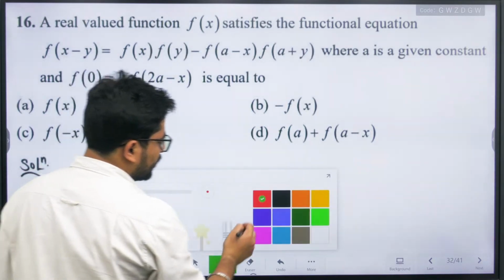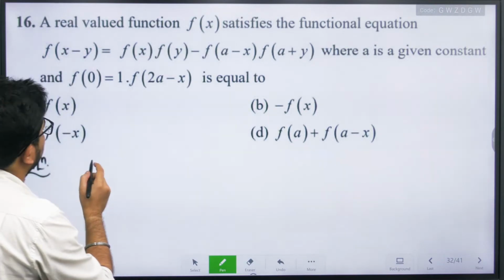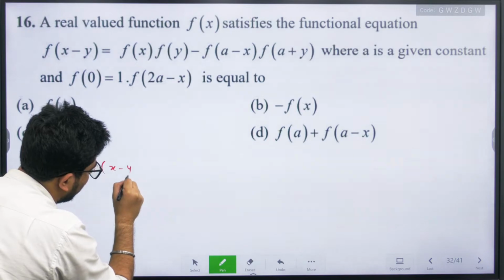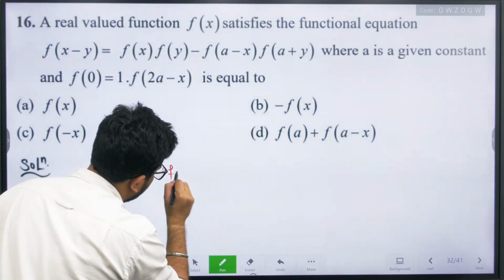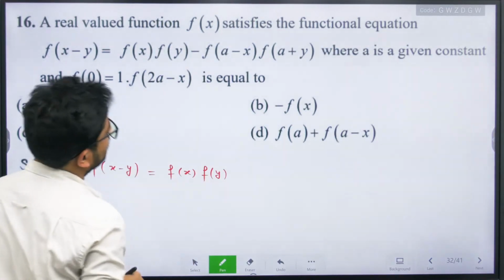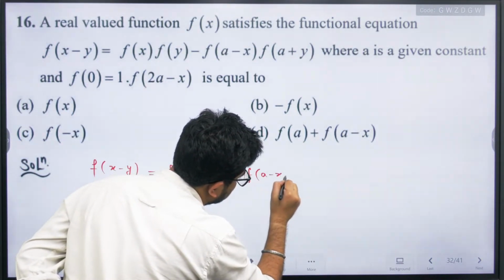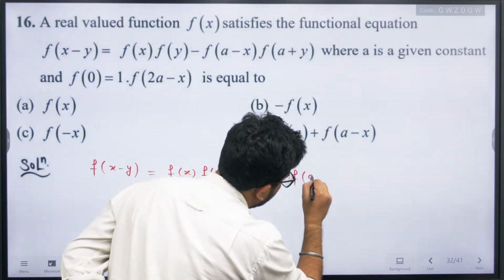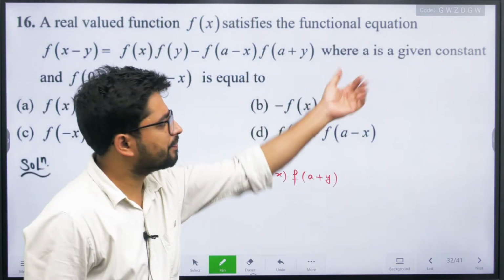Okay, so your given rule is f of x minus y is equal to f of x into f of y, minus f of a minus x into f of a plus y. Got it? f of a plus y.